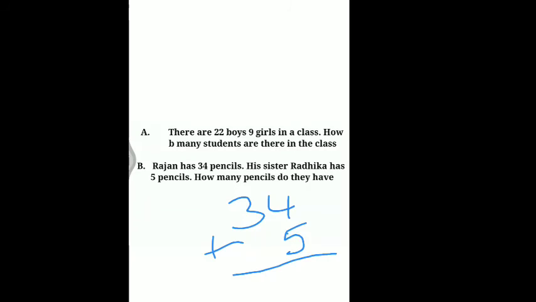Now this is the ones place and this is the tens place. Now you have to add 4 plus 5. 5 is in your mind. Take 4 fingers. Okay. 6, 7, 8, 9. Now 3. The answer is 39.